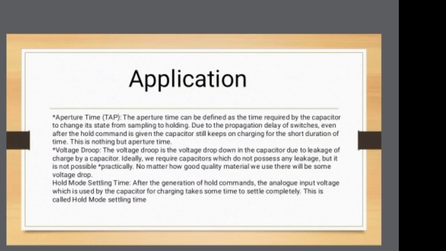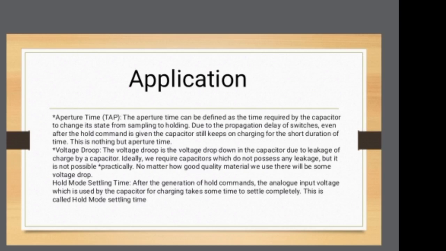Application. Aperture time: the aperture time can be defined as the time required by the capacitor to change its state from sampling to holding due to the propagation delay of the switch. Even after the hold command is given, the capacitor still keeps on charging for a short duration of time. This is nothing but the aperture time.